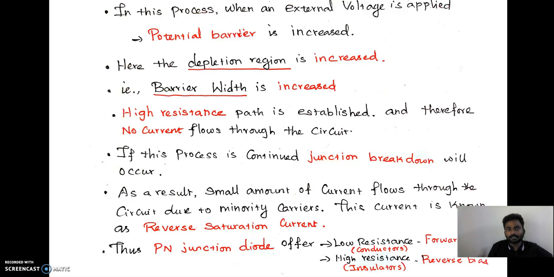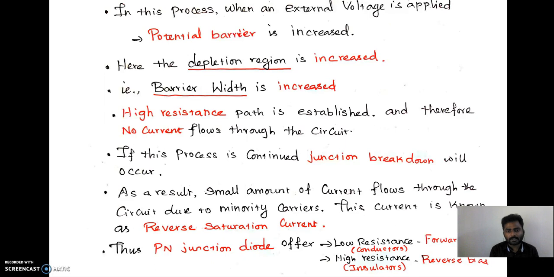As the barrier voltage increases, the barrier width will also increase. This in turn establishes a very high resistance path. As there is high resistance, no current can flow through the circuit, although a small amount of current will flow due to minority carriers, and this current is termed reverse saturation current. If this process continues, junction breakdown will occur. As the barrier voltage and barrier width keep increasing, a breakdown occurs, and it is termed junction breakdown.